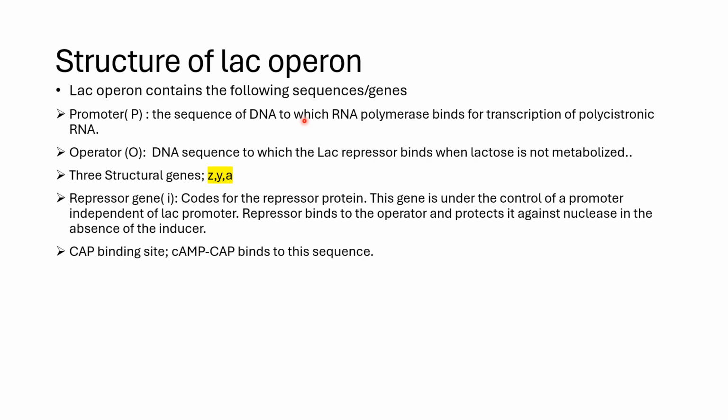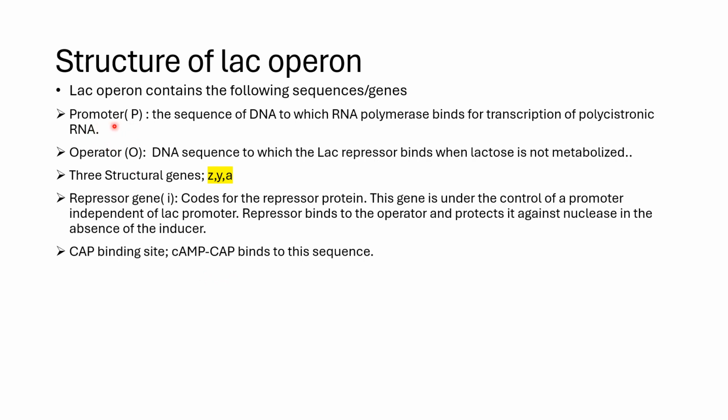The lac operon includes promoter sequence, operator sequence, 3 structural genes Z, Y and A. The controlling element which lies outside the lac operon is the gene I that codes for the repressor protein. The gene I has a separate promoter. This promoter is independent of the lac promoter. Then there is the CAP binding site to which cyclic AMP and CAP binds.